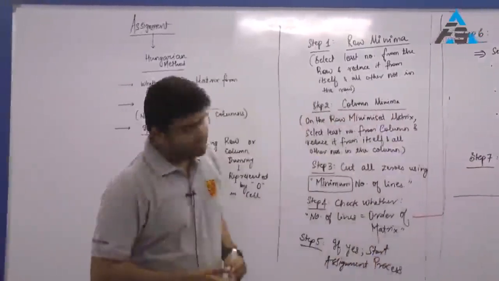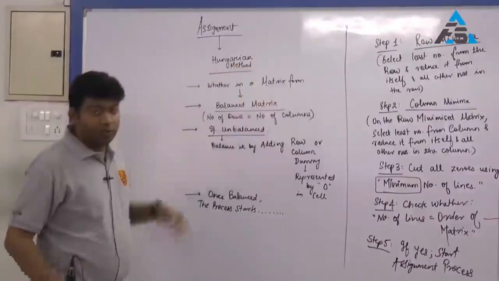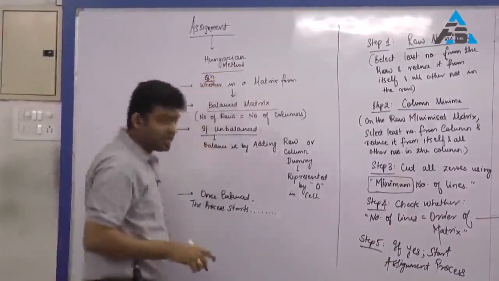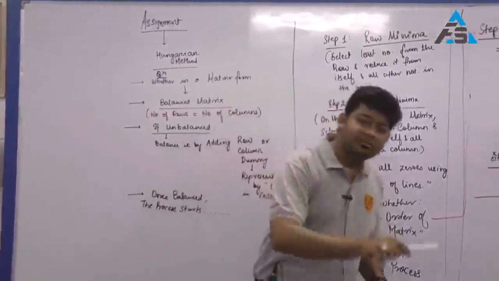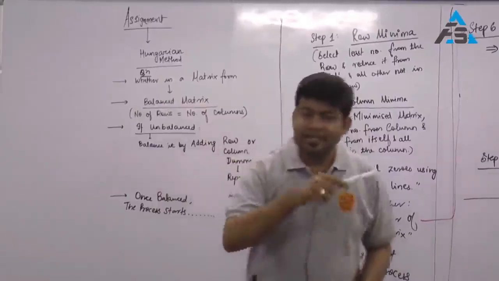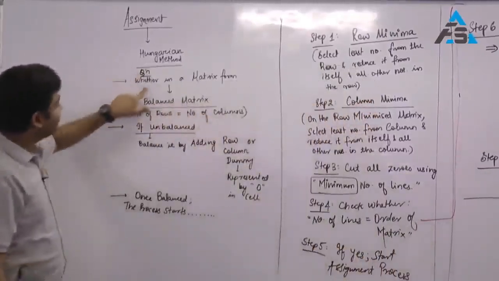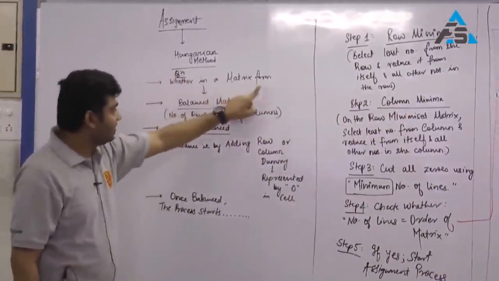How do you start with the assignment process? First, check whether the question is in a matrix form. In case the question is not in a matrix form, ensure that you are first converting that into a matrix form and then starting the other process. So first, question whether it is in a matrix form. Convert the question in a matrix form.